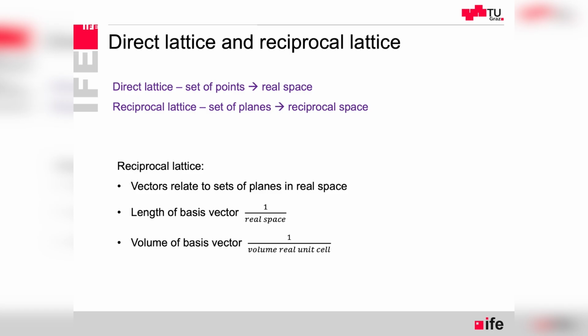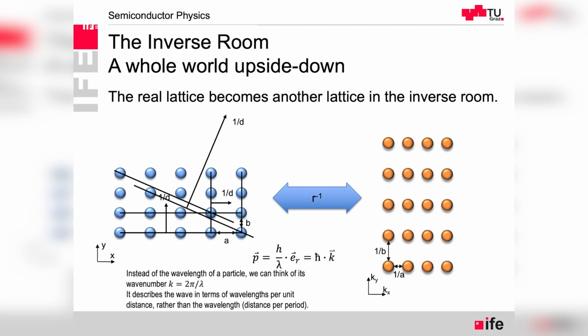So in other words, every dimension that is larger in the real space is, in the inverse space, inversely proportional. Let's have a look at how this inverse space is constructed. We have the 2D real lattice, and we can take, for example, this plane with 1 over d. So d is the distance between the two planes, and 1 over d is the vector that constructs points in the inverse space.